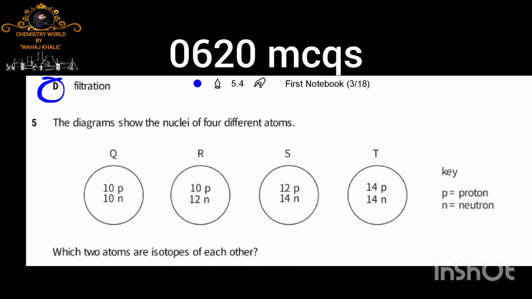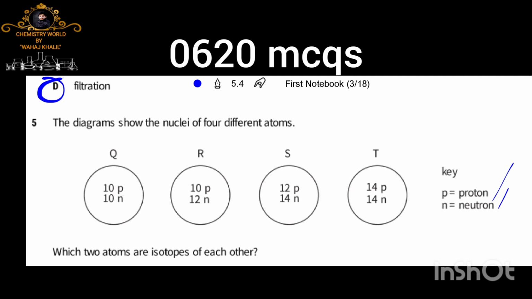MCQ number 5. The diagram shows the nuclei of 4 different atoms: atom Q, atom R, atom S, and atom T. P is for proton and N for neutron here. The first one contains 10 protons and 10 neutrons. The second one 10 protons and 12 neutrons. The third one 12 protons and 14 neutrons, and the fourth one 14 protons and 14 neutrons. So the question is, which two atoms are isotopes of each other?